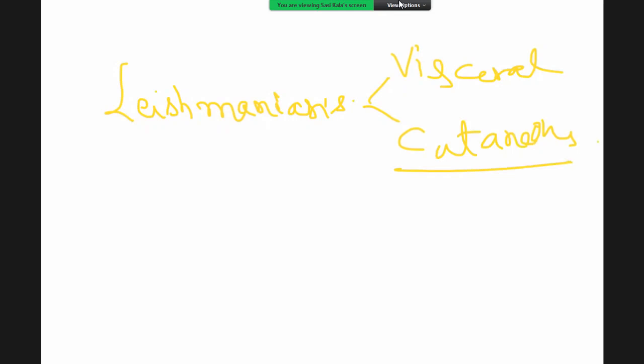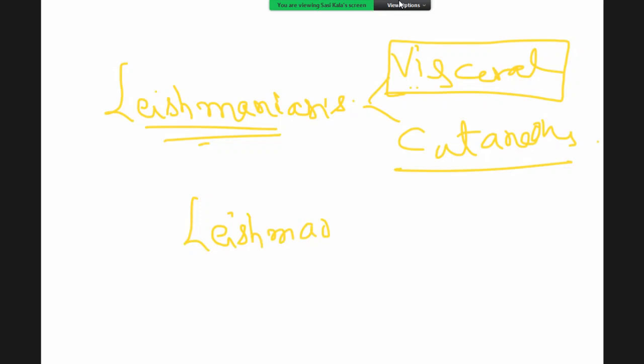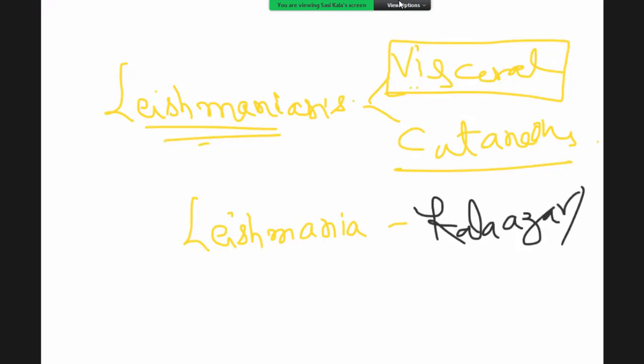What do you mean by visceral and cutaneous? Visceral is internal organs, and cutaneous is the epidermis, the outer layer. If internal organs are attacked by a parasite, then by this Leishmania parasite, a protozoan, if it attacks liver, spleen, such internal organs, it will cause visceral leishmaniasis, and that visceral leishmaniasis is Kala Azar, or dum-dum fever.